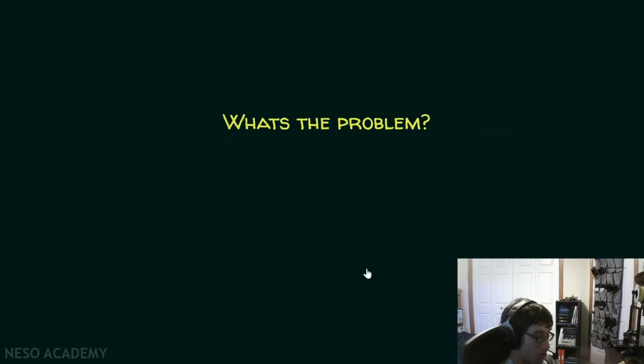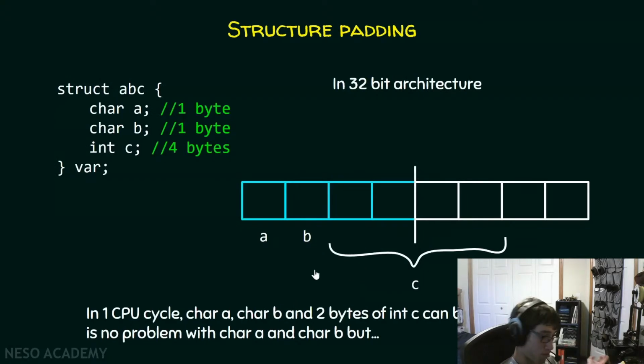What's the problem here? The problem is that in one CPU cycle, 1 word can be accessed, right? If I'm considering 32-bit architecture, then word size will be 4 bytes, right? This means that in one CPU cycle, 4 bytes can be accessed. So character A, character B, and 2 bytes of integer C can be accessed at a time in one CPU cycle, right?